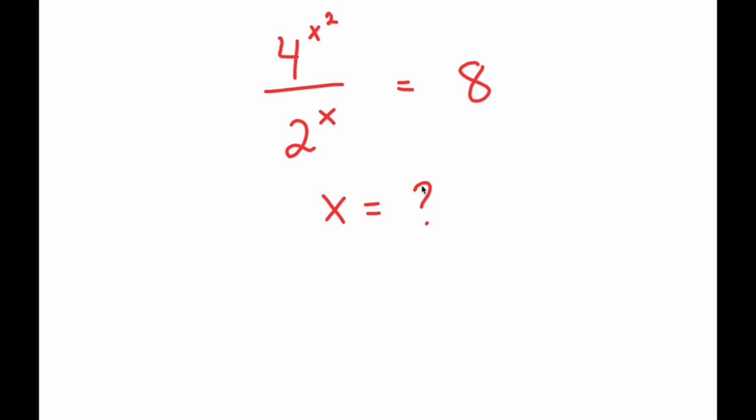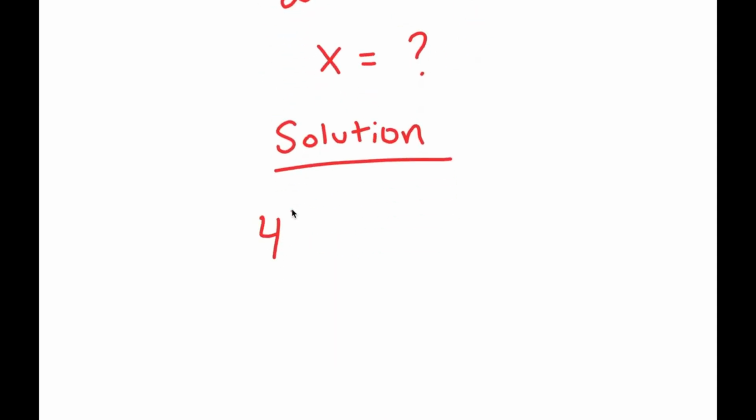Alright, so in this video, I'm going to solve the equation 4 to the power of x squared over 2 to the power of x is equal to 8. So the only variable I'm solving for, and the only variable that's in this equation is x. Now for my solution, I'll first start by writing my equation down here.